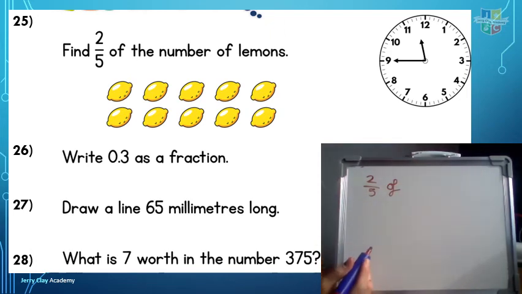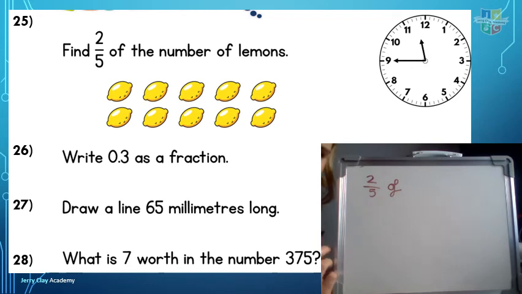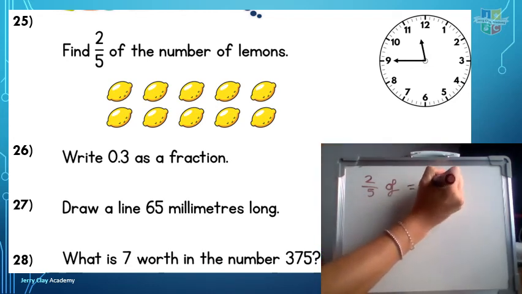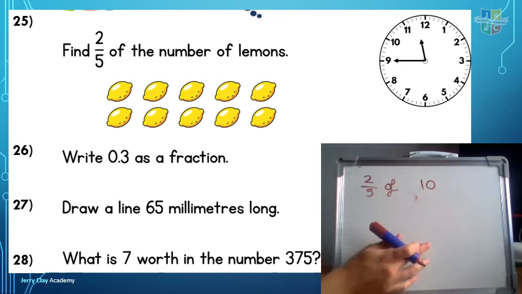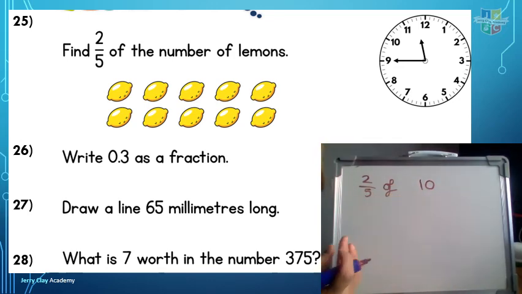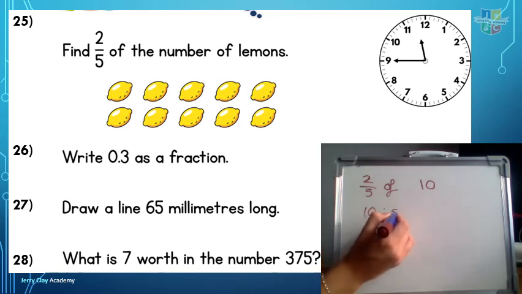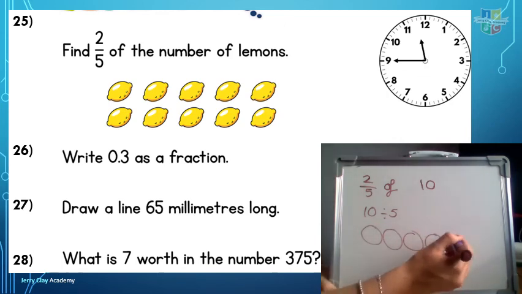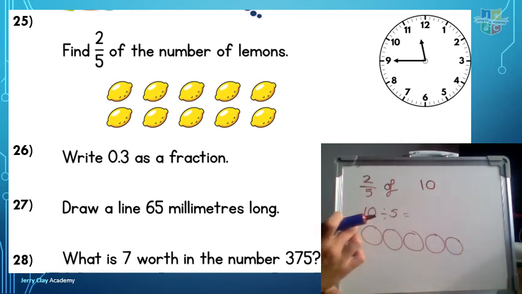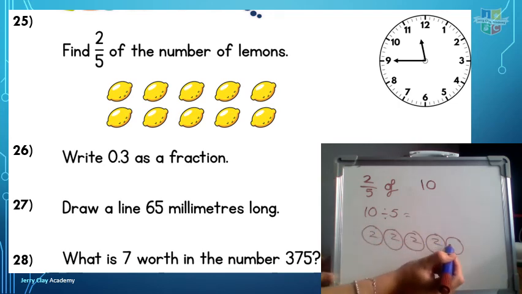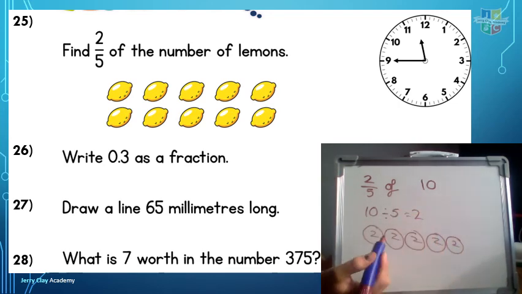Okay, this time we want to know what 2/5 of the lemons are. Now you should have counted the lemons up, and there were 2 down and there were 5 across the top, so we could have done an array. 2 times 5 is 10, so I want to know what 2/5 of 10 is, because that's the number of lemons. Now in order to work it out, I'm going to do 10 divided by 5 because that's how many parts. So I'm going to do 5 circles, and I know 10 divided by 5 is 2, so each part would be worth 2, or you could have shared them out.